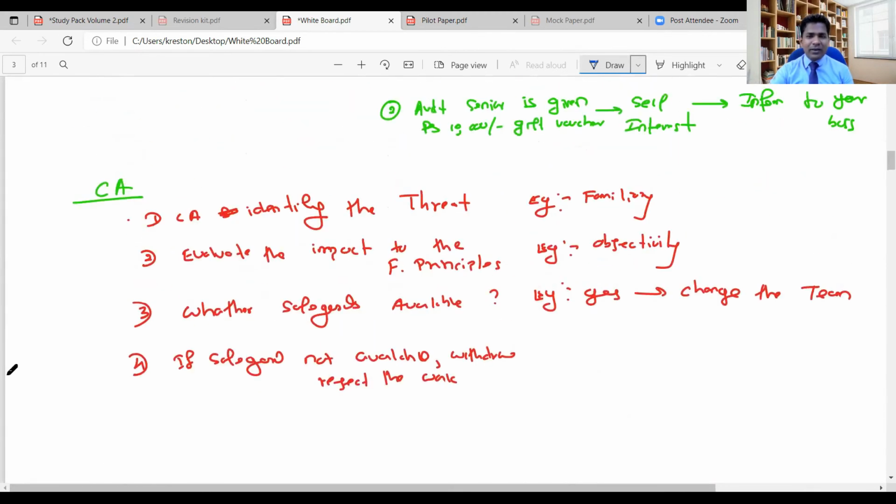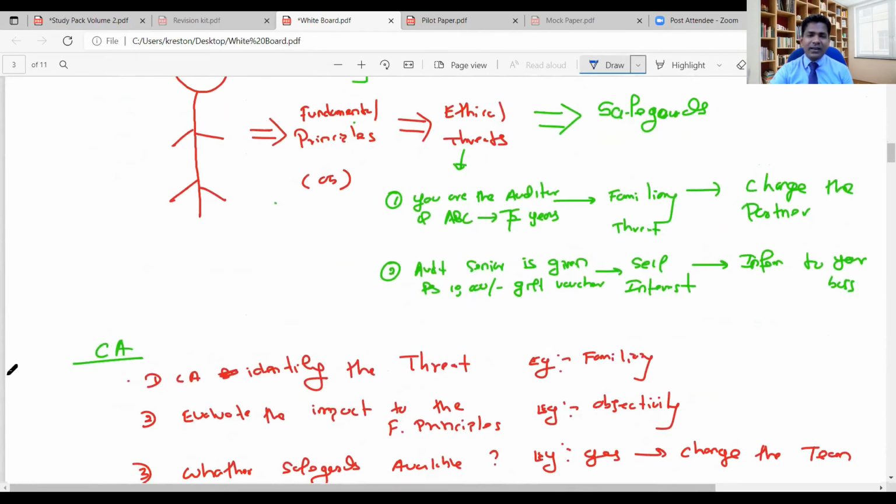So here is one more example of a safeguard, a very common example that is applied in many places where safeguards come in. Let's say you are the auditor of ABC Private Limited for 7 years. If the familiarity threat is arising, you can change the team. Or while keeping the same team, appoint a third party accountant to come and check the work.